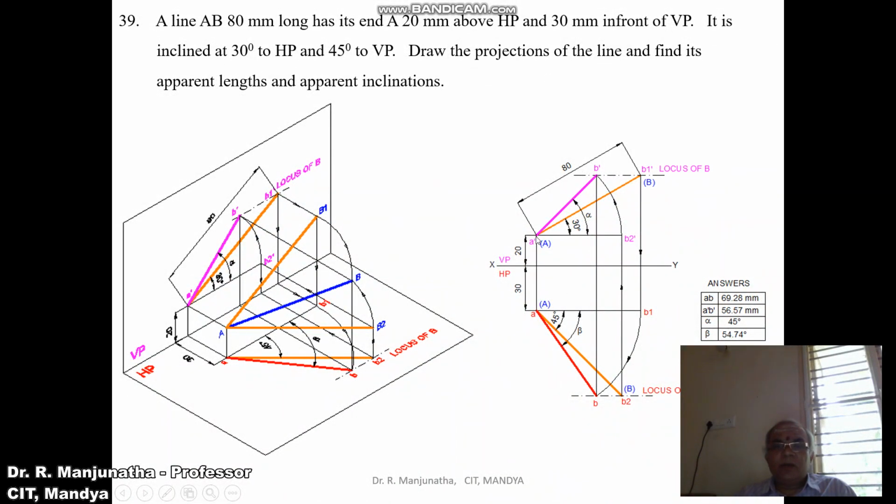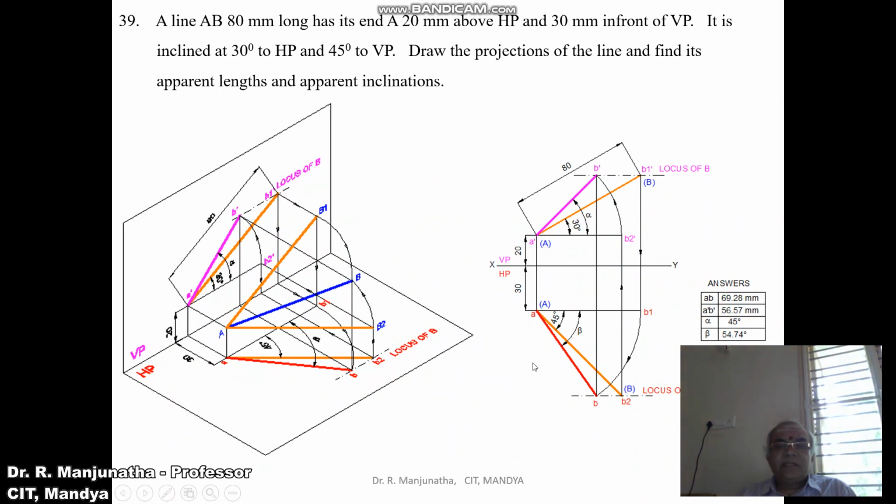Consider any point on this line and draw a vertical projector so that it cuts both the lines at this point and also at this point. Name that point as A dash and this point as A, and write it in capital bracket A and capital bracket A here. Then the line capital AB is inclined at 30 degrees to HP. By using the protractor, keeping A dash as center, measure an angle of 30 degrees with respect to the horizontal and draw an inclined line.